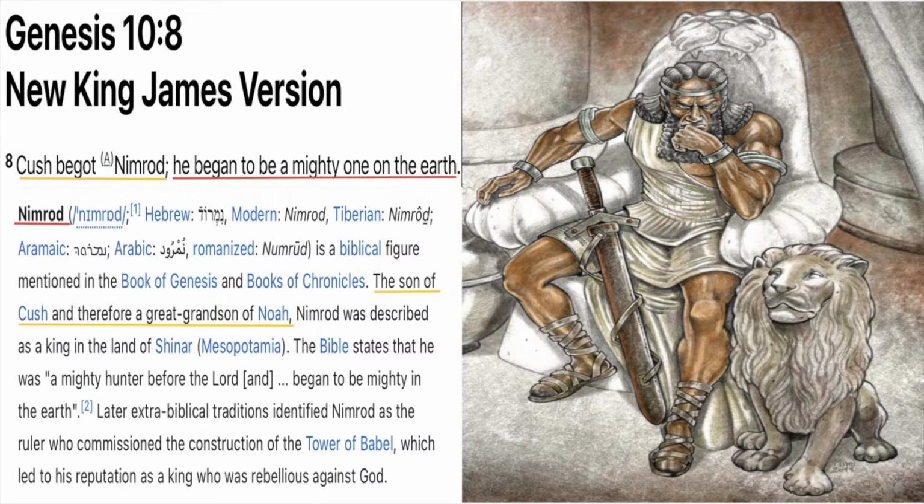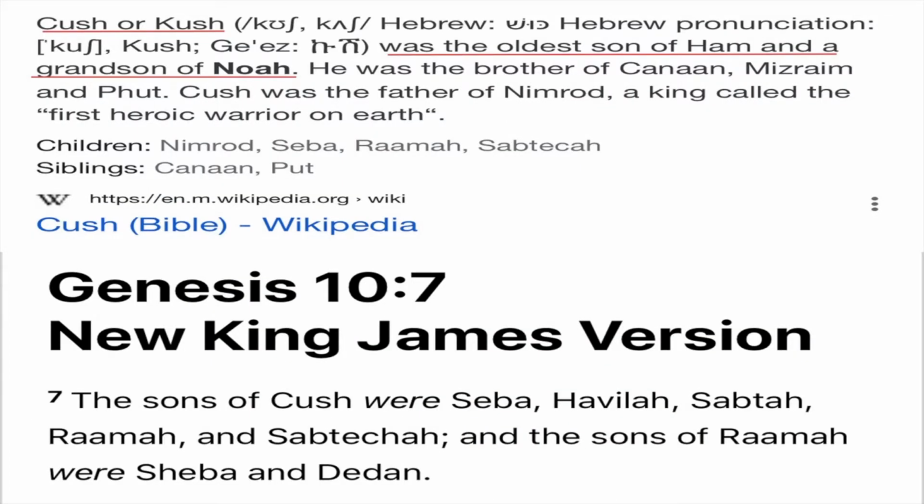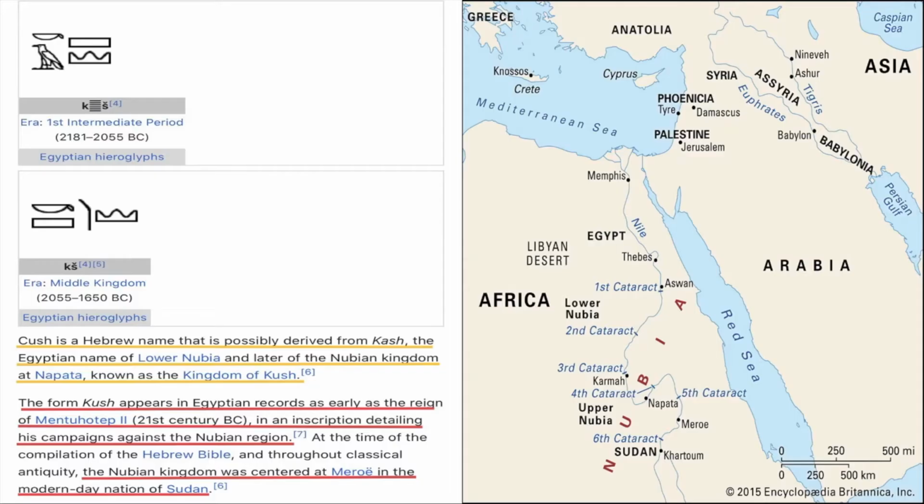The son of Cush, and therefore the great-grandson of Noah, Nimrod. And Cush was the oldest son of Ham, and the grandson of Noah. This was mentioned in Genesis chapter 10, verse 7. So Cush is a Hebrew name that is possibly derived from Kash, the Egyptian name of Lower Egypt, and later of the Nubian kingdom of Napata, known as the Kingdom of Cush.